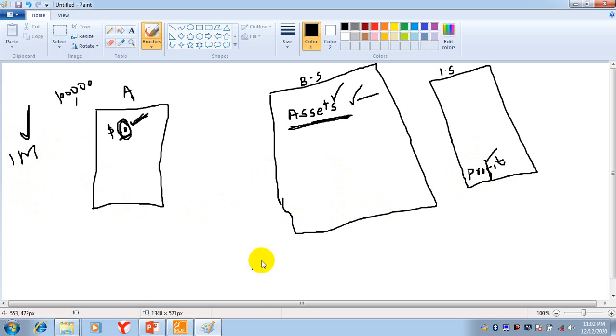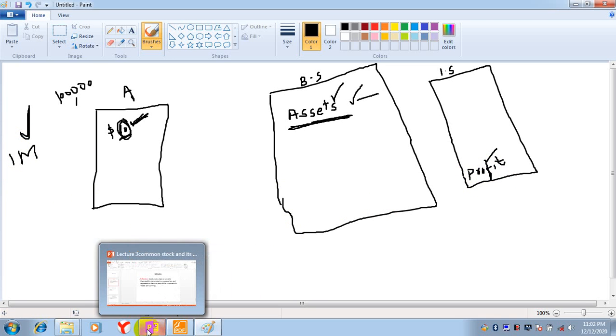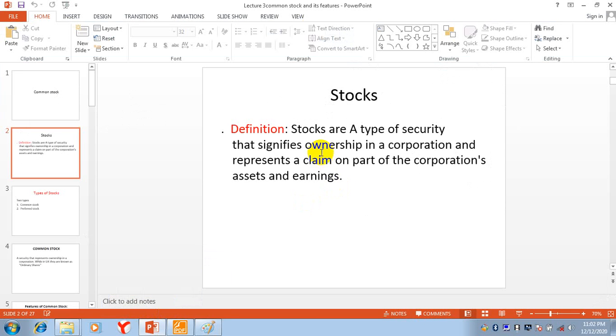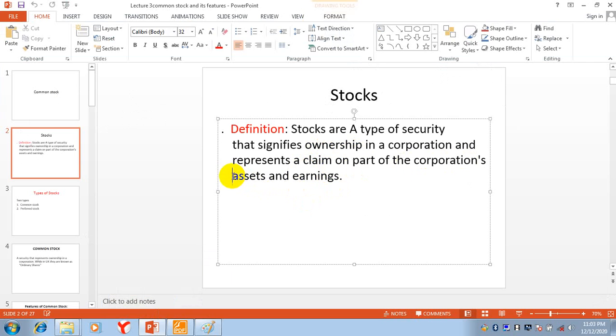So this is basically stock. This is basically a share. When you have an investment in a company, you have a claim in the assets of the company and you have a claim in the earnings of the company.